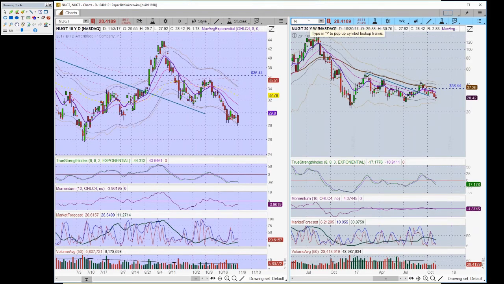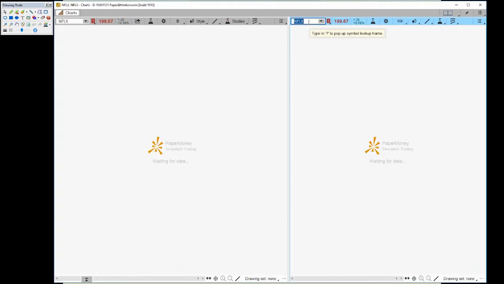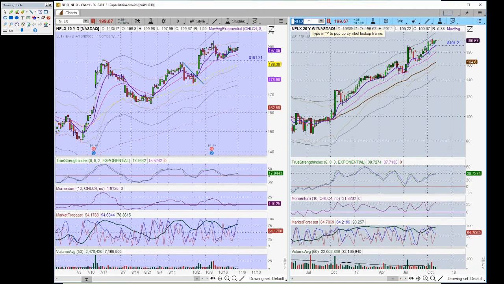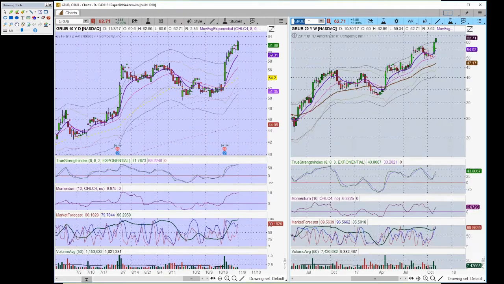And I'm liking keeping some exposure to Netflix when we get a proper setup. Right now we don't have anything. Grub is another one that's just a beast right now. It broke out with earnings, above this 58 level. Typically 70% of stocks will make an attempt to come back to the support level of the breakout. Sometimes they fall short of it and then rebound from there, but that's what we're waiting on right now, some kind of a little pullback into the breakout on Grub.